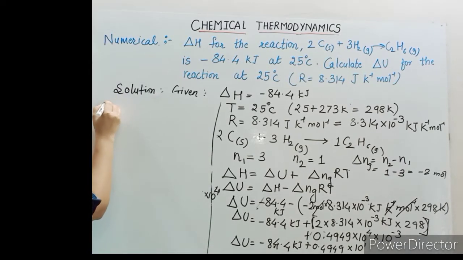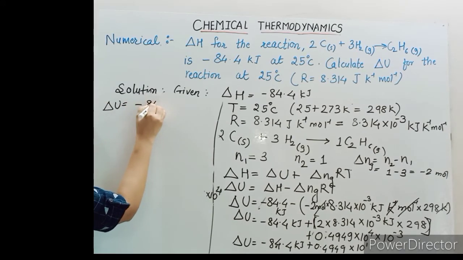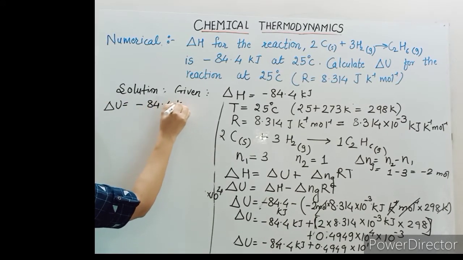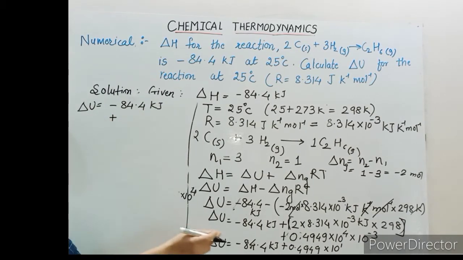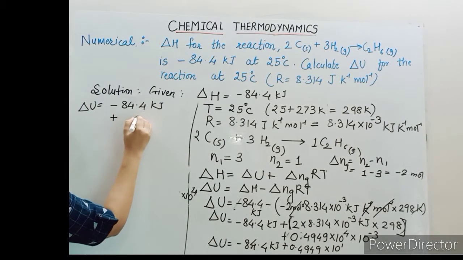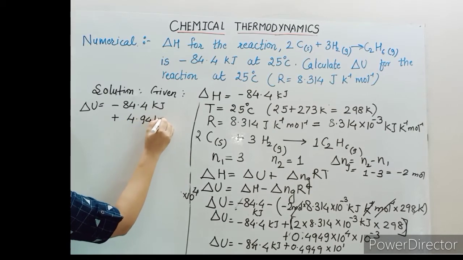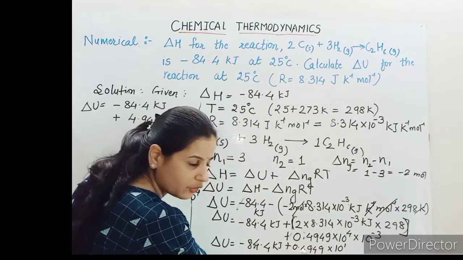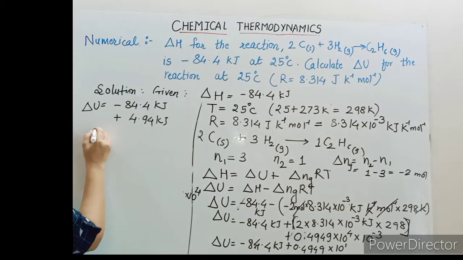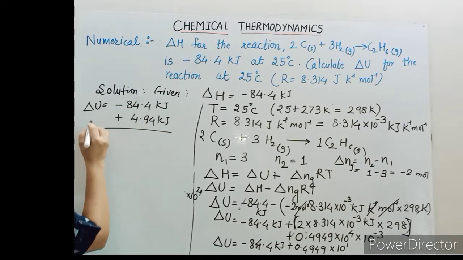ये हो जाएगा मेरा डेल्टा U is equals to minus 84.4 kilojoules plus 4.94. Yes, I can write like this. अब ये प्लस 1 है यहाँ पर, तो इसको मैं क्या करूंगी, इसको मैं 4.94 भी लिख सकती हूँ. So 4.94. Now just we have to subtract it and we have to give the sign of the greater number.